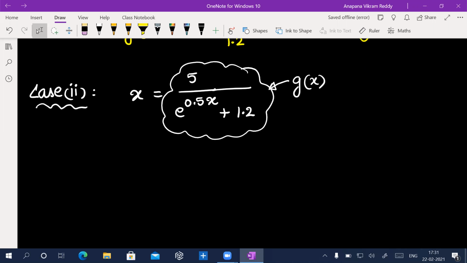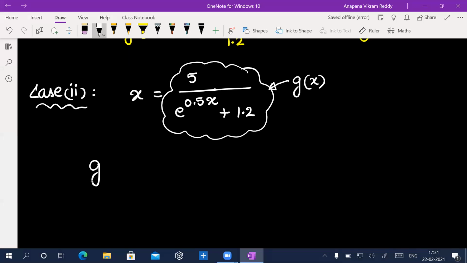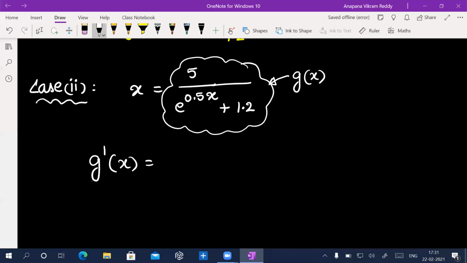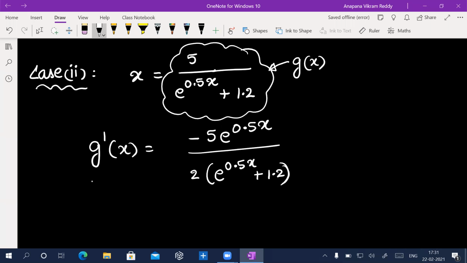Now what do I do? In no time I'll go for this. I want to find the first derivative of g of x. Okay, this I can do. So you get minus 5 e power 0.5x by twice e power 0.5x plus 1.2 whole square. Yes or not?